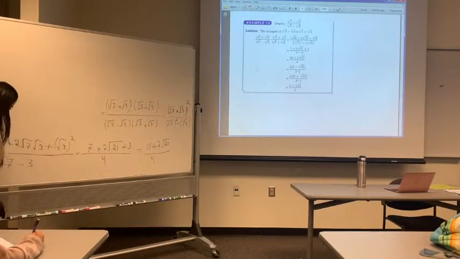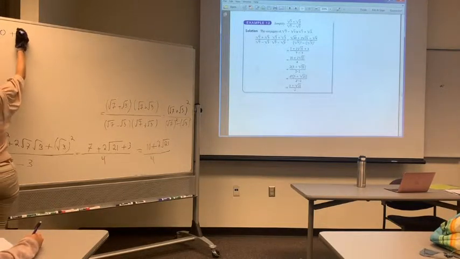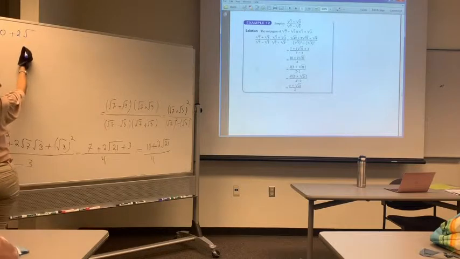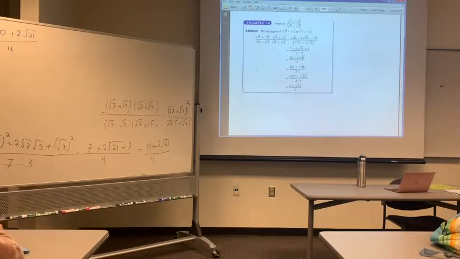Okay, still I'm not done. Why? Because I see that 10 plus 2 radical 21 has something in common with this denominator 4. What is common between all of them? What is the greatest common factor?